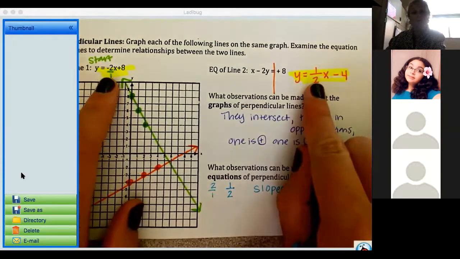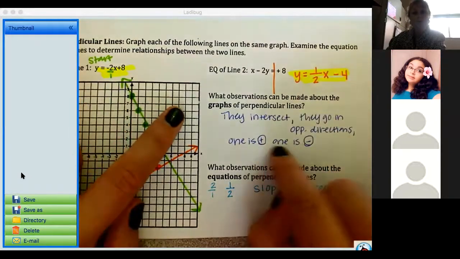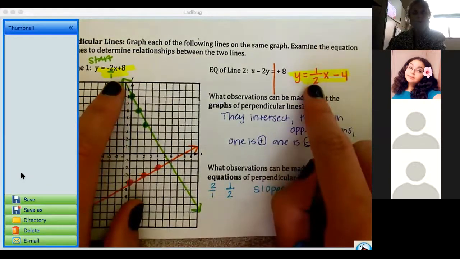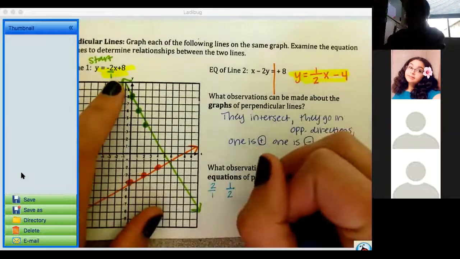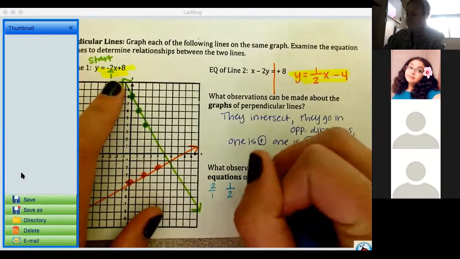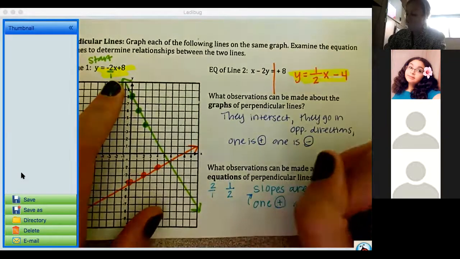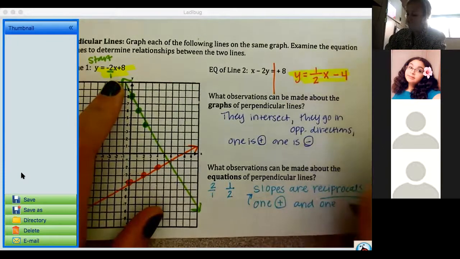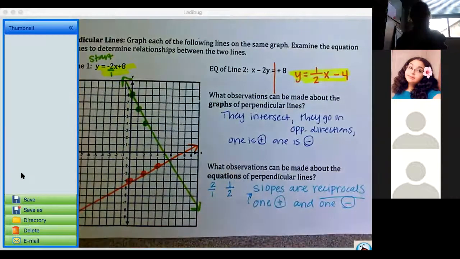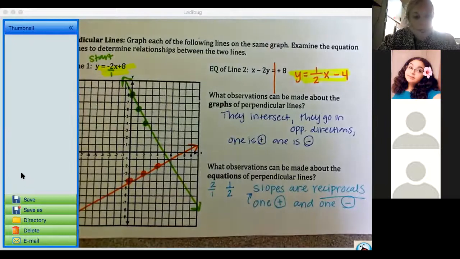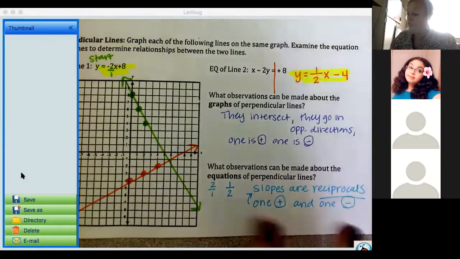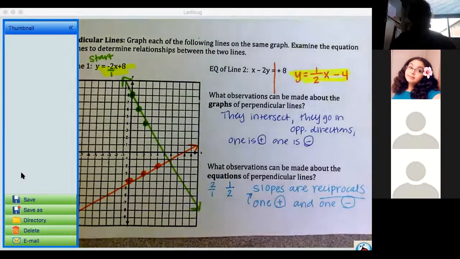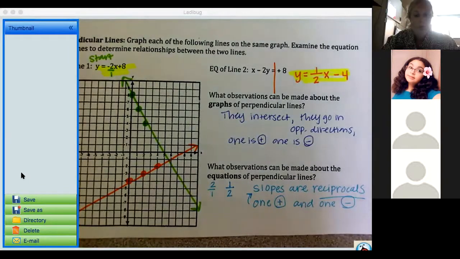And there's one other big thing I see about these equations. Look at the slopes. We wrote it up here. Good. One of the slopes is positive and one is negative. Are y'all okay with that? So can I talk to you about why they're always different and reciprocals? Because those are the 2 important things that we're going to write down.